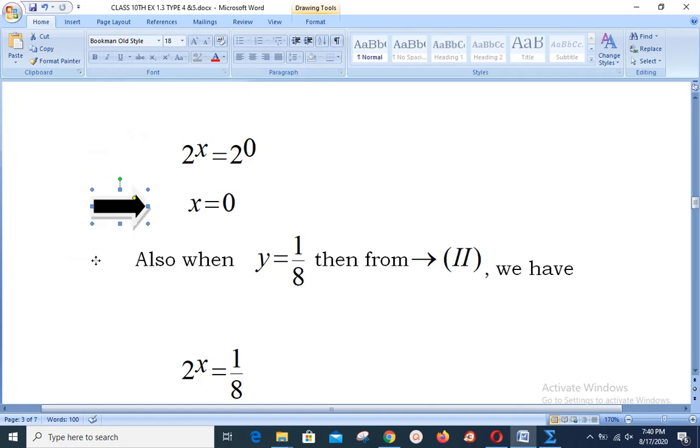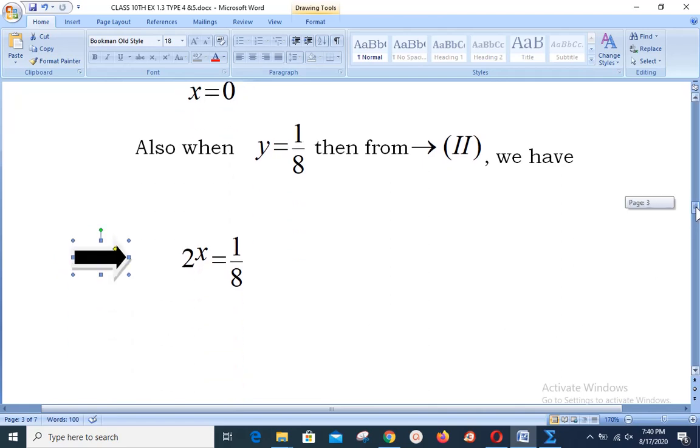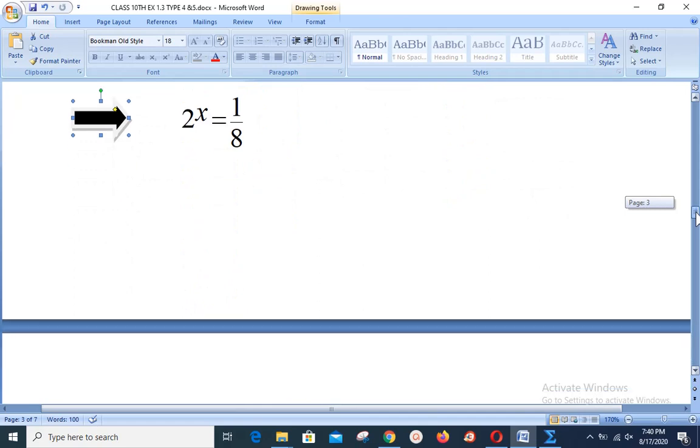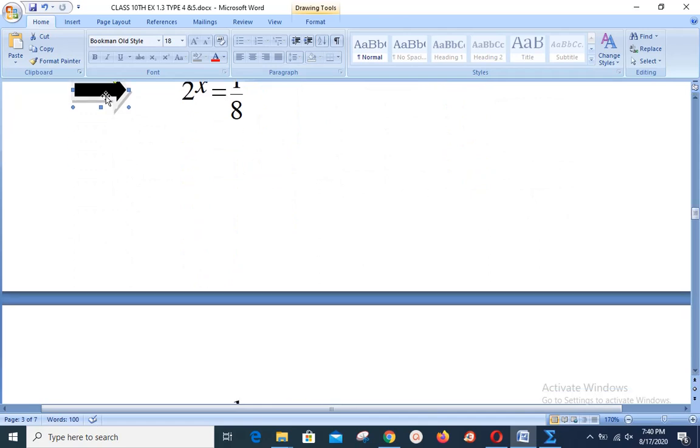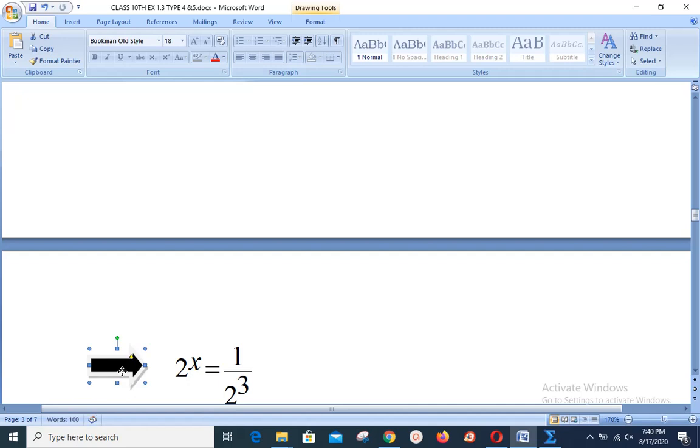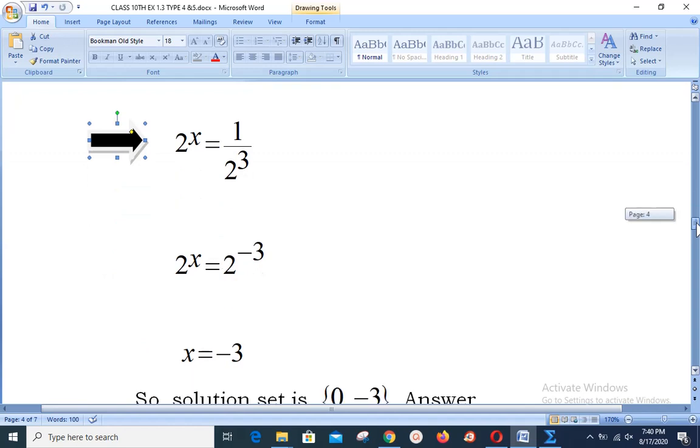Utilizing second option, when y is equal to 1 over 8, then from equation number 2 we have 2 power x is equal to 1 over 8. In the next step, writing 1 over 8 on the right hand side in the same power frame, we are having 2 power x is equal to 1 over 2 power 3 as you can see in the next step. Now shifting 2 power 3 on the top place, it will become 2 power minus 3 as is clear in the next step. Again bases are same, this implies exponents are same, and that gives us the value of x as x is equal to minus 3.